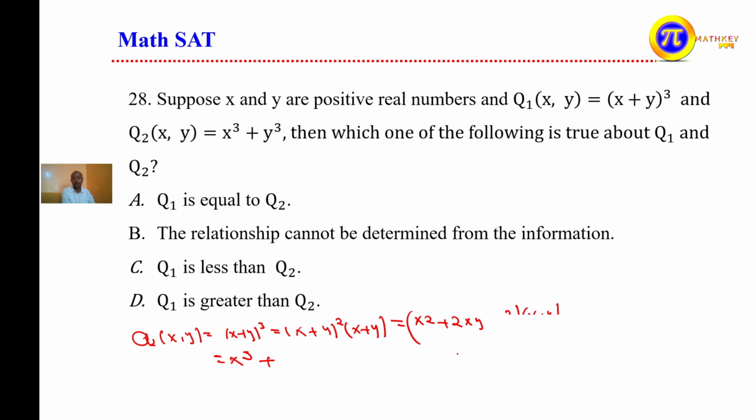Plus x squared times y, that means x squared y. Plus we take 2xy times that x, this is 2x squared y. When multiplied by y, it becomes 2xy squared. When multiplied by y squared by x, that means you have to multiply each term of this one by each term of the second one.